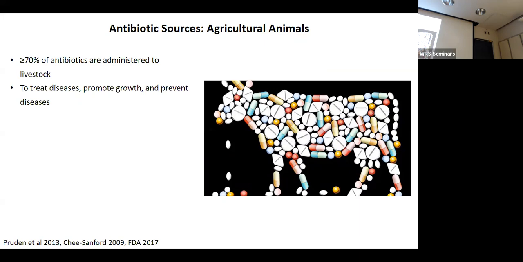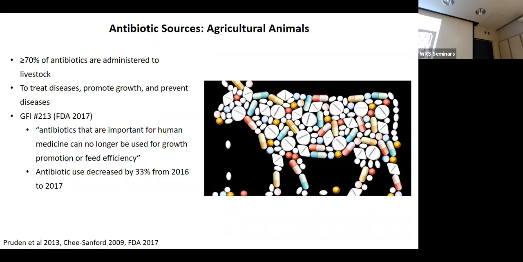Now, there has been a recent change in the US due to the FDA, and they came out with this new law that says antibiotics that are important for human medicine can no longer be used for growth promotion or feed efficiency. And this came out in 2017. So due to that new law, antibiotic use decreased by 33% from 2016 to 2017. So it's quite a big change just by this one law. But it's just one step in trying to decrease our antibiotic use in order to decrease our impact on the environment and decrease resistance ultimately.